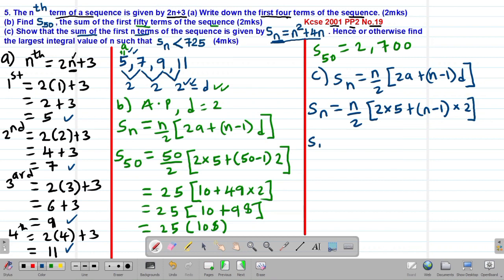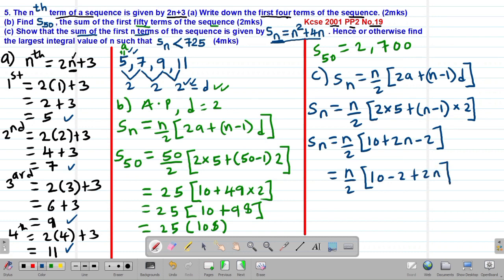So Sn will be equivalent to n over 2, then into bracket 2 multiplied by 5, I'm going to get positive 10, then plus 2 multiplied by n, I'm going to get positive 2n, then 2 multiplied by negative 1, I'm going to get negative 2. Then I'll close my brackets. So this will give me n over 2, then into bracket, I'm going to get 10 minus 2, I'm simply collecting the like terms, then of course plus 2n, then I close the bracket.